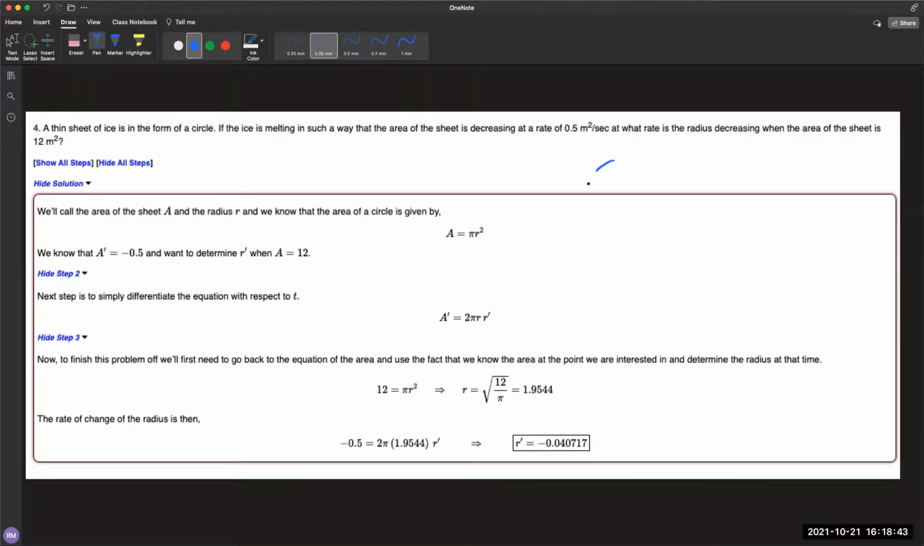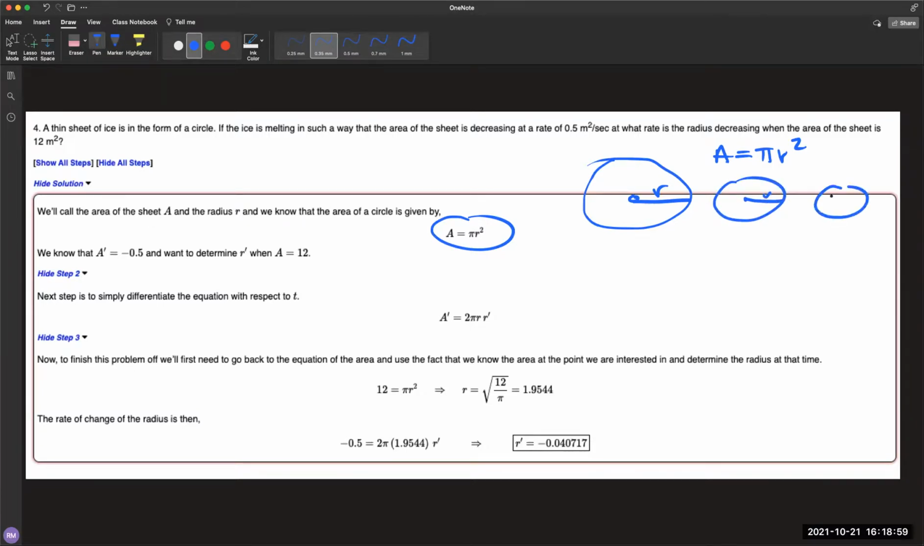And so I can see that we have the sheet of ice, we have a radius within there. And then we know the area is pi r squared, as it has here. And so we think about it, if this area is getting smaller, the radius is getting smaller as the area starts to decrease. You can imagine that going on. So what we're looking at is at what rate is the radius decreasing? So we're looking for r prime, or dr/dt. What does that equal when the area equals 12 square meters, meters squared?